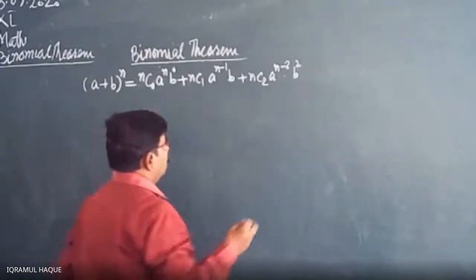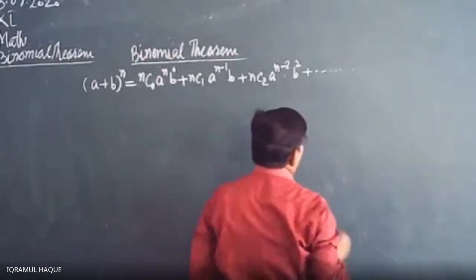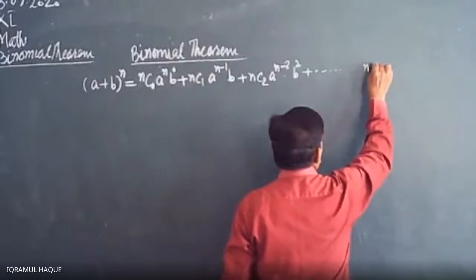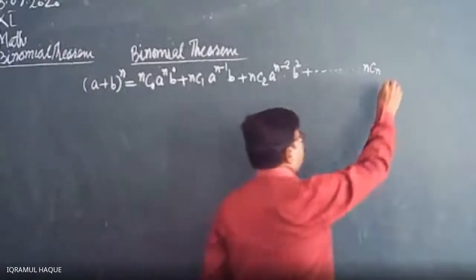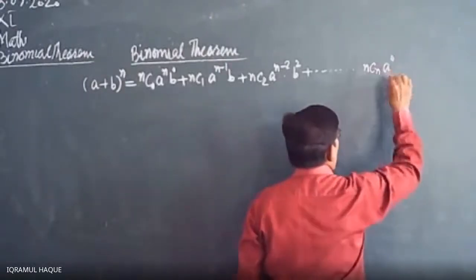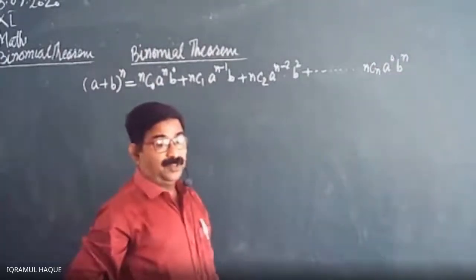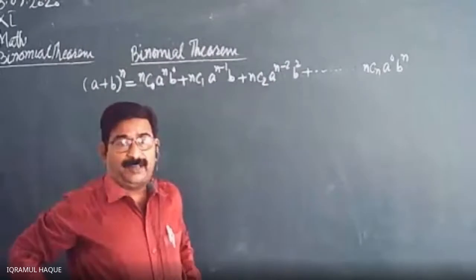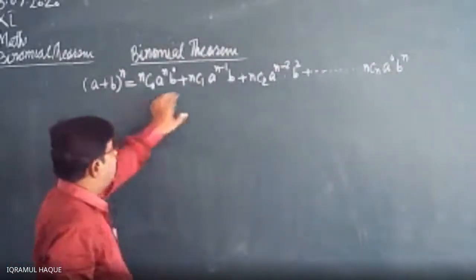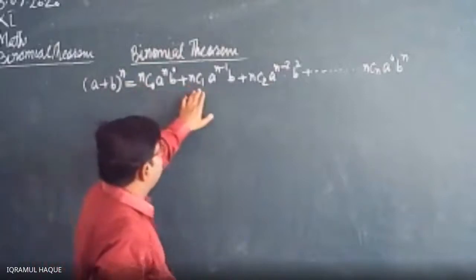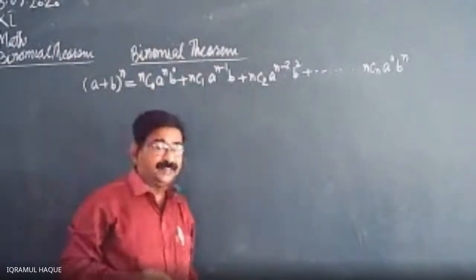So, plus so on. Finally, the last term will be nCn, and a to the power 0 and b to the power n. It means the first term will have minimum exponent of b and the last term will have maximum exponent. So this is the expansion. And these nC0, nC1, nC2, nC3, nC4, nCn, these are the coefficients.